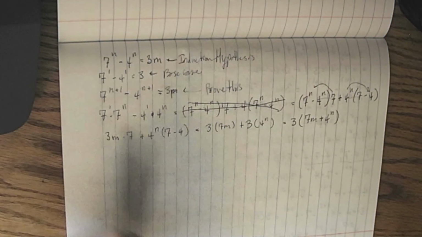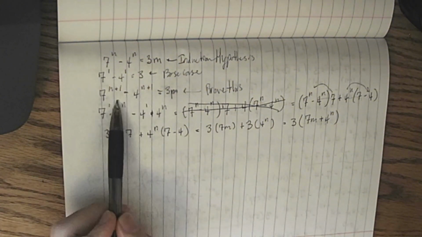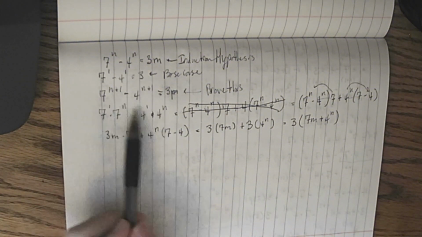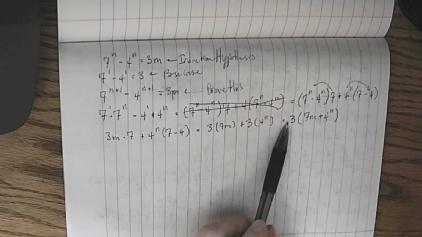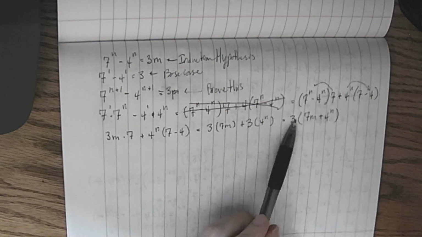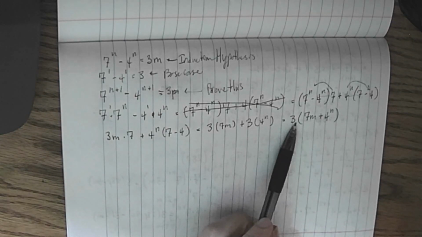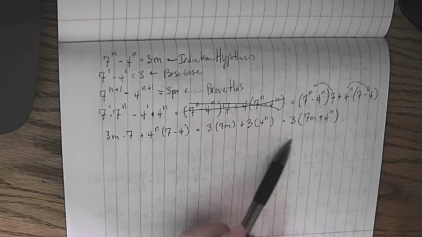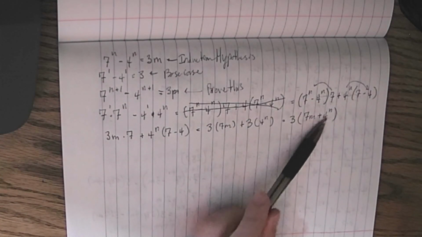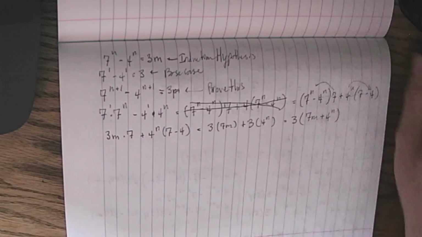And now you can see I've solved this equation in terms of some multiple of 3. I was able to substitute values to get some multiple of 3. So that's me proving this, where p is equal to 7 times m plus 4 to the power of n. So there we go.